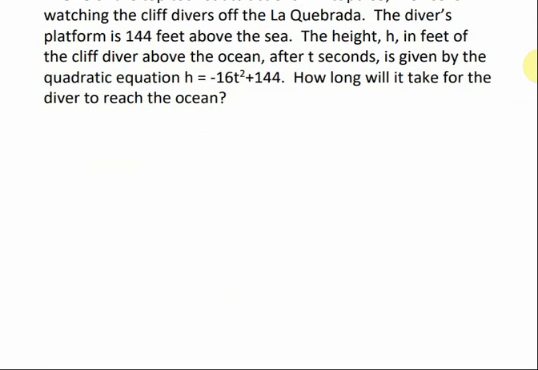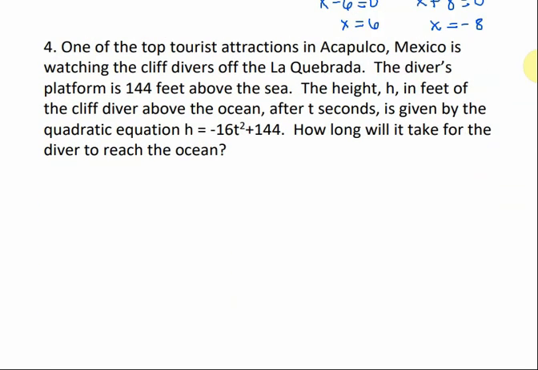All right, let's look at this last one. One of the top tourist attractions in Acapulco, Mexico is watching the cliff divers off the La Quebrada cliff. The divers' platform is 144 feet above the sea. The height, h, in feet of the cliff diver above the ocean after t seconds is given by the quadratic equation h is equal to negative 16t squared plus 144. How long will it take for the diver to reach the ocean?